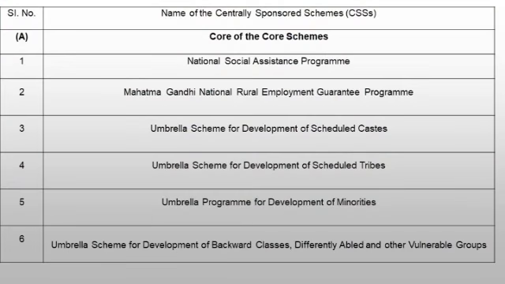So these are some of the schemes which are core of the core. Now let us see very quickly what the core of the core schemes are, and if you want, friends, you can make a note of that. The slide: 6 schemes are the core of the core, very important. What are those 6 schemes? National Social Assistance Program, MGNREGA, Umbrella Scheme for Development of SCs, STs, minorities and backward classes, differently abled and other vulnerable groups.